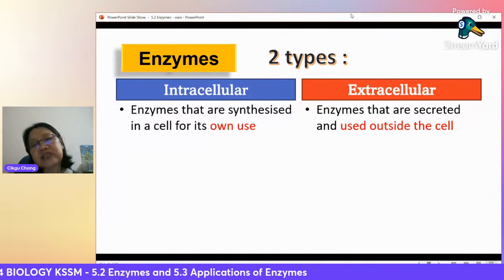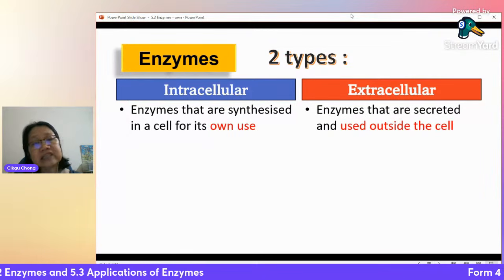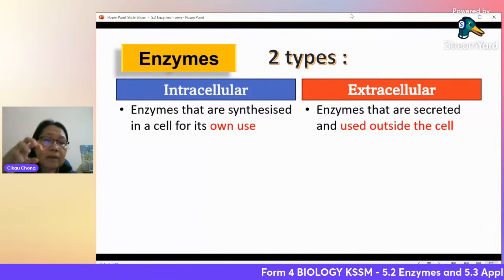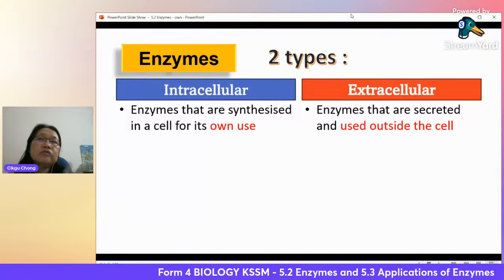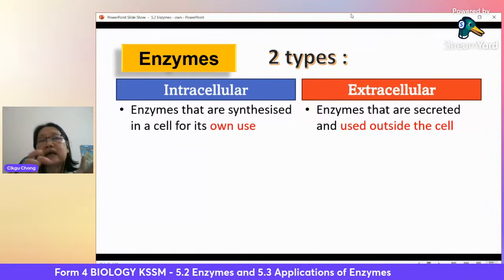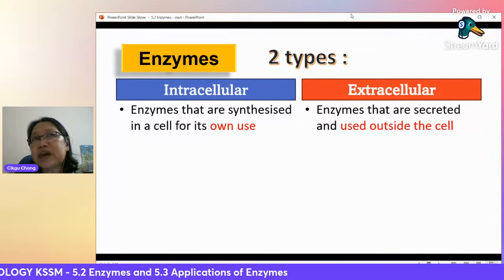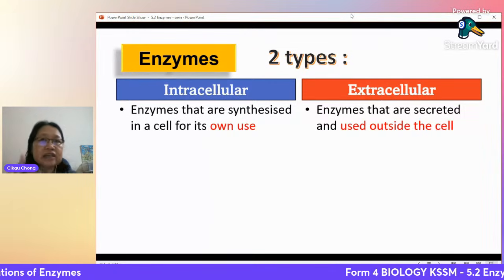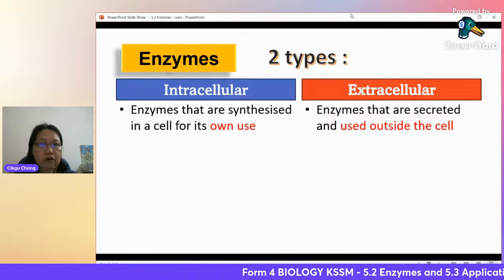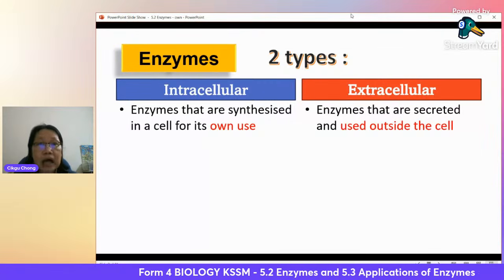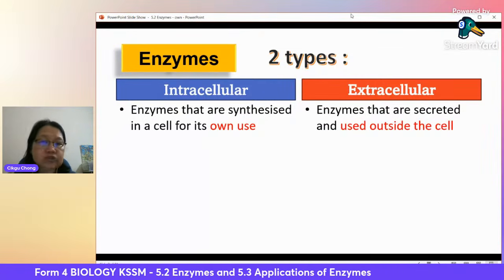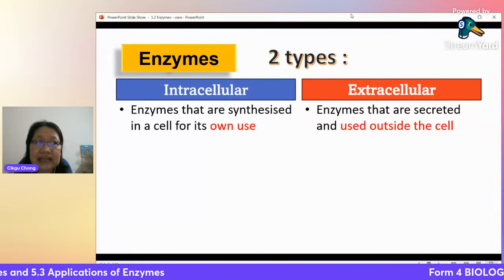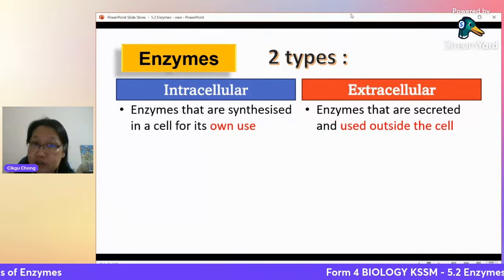On the other hand, extracellular enzymes are produced inside a cell, of course. All enzymes are produced by a cell, but these are secreted outside the cell. They are not used by this cell. Examples are digestive enzymes: the pepsin, the lipase, the amylase, used in the digestion of your food in the stomach, in the intestine, and so on. They are all extracellular enzymes, produced by certain cells, the glands that produce digestive juices.